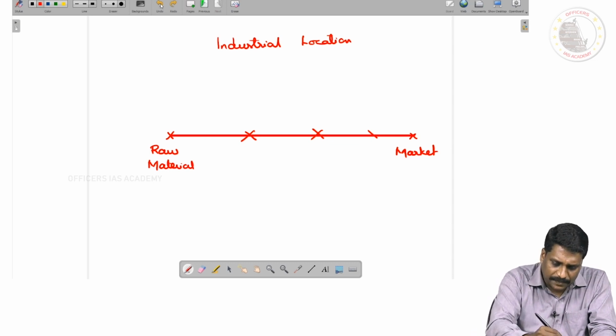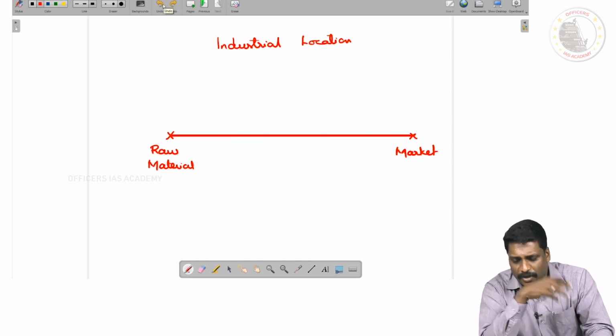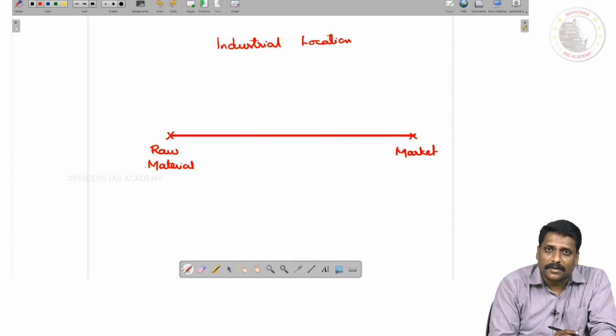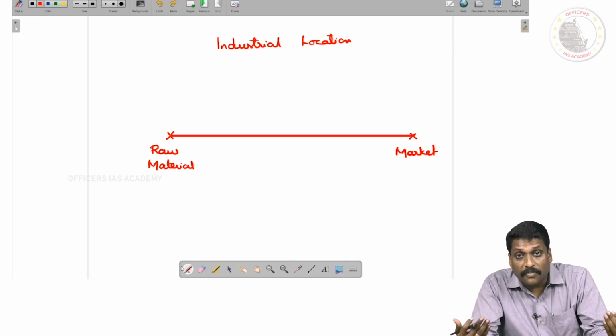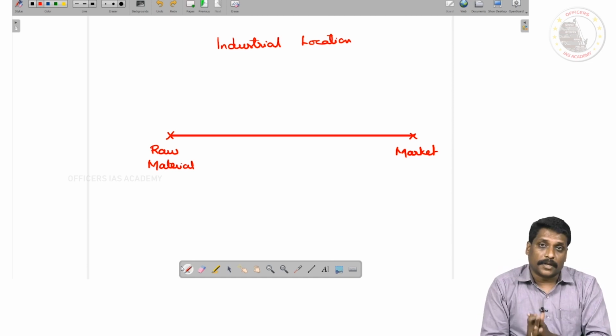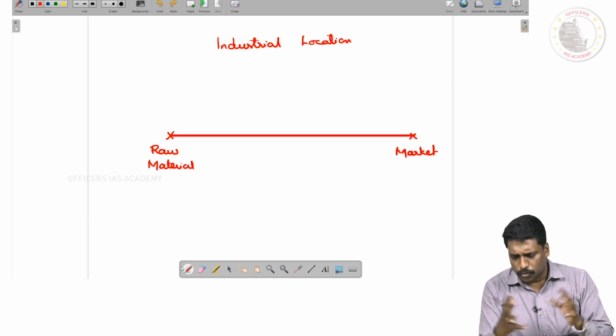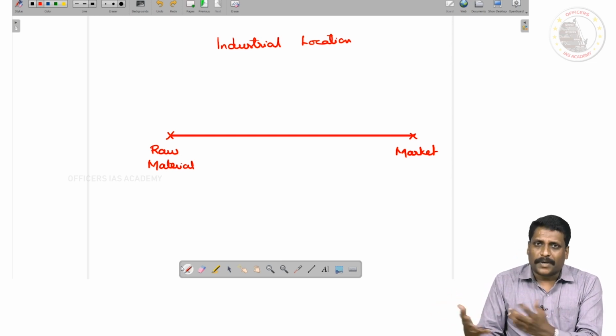But there are different types of raw materials. If you ask me what the different types of raw material are, one you call as what? Weight gaining raw material. Number two, you call as what? Weight losing raw material. Now, weight losing raw material is very practical. What is this weight losing raw material? Assume impure raw material. Sometimes you also call them as what? Impure raw material.